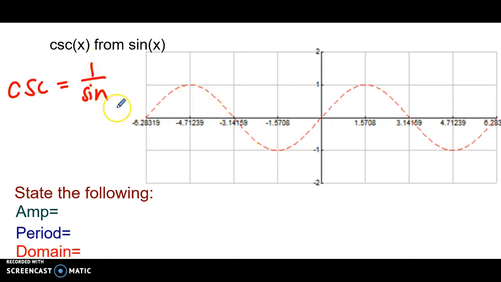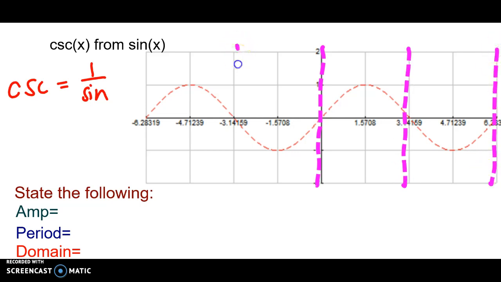So if I think about 1 over sine, anywhere that my graph is at 0, 1 over 0 would be undefined. So anywhere where my graph is at 0, I'm going to have an asymptote here. Also, we know that anywhere where my graph is at 1, 1 over 1 gives me 1, right? So those points will be the same. If I have 1 over negative 1, that's going to give me negative 1. So notice that these points here are the same as the sine graph.